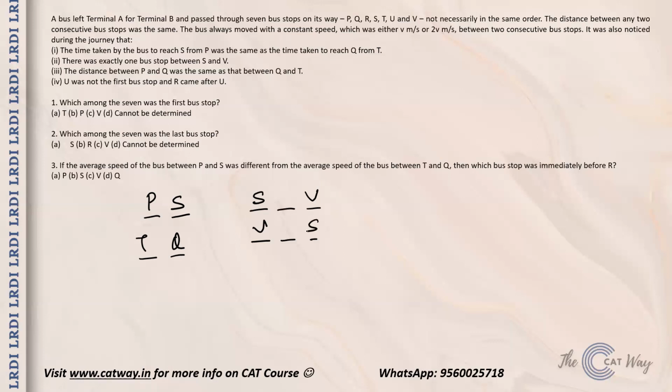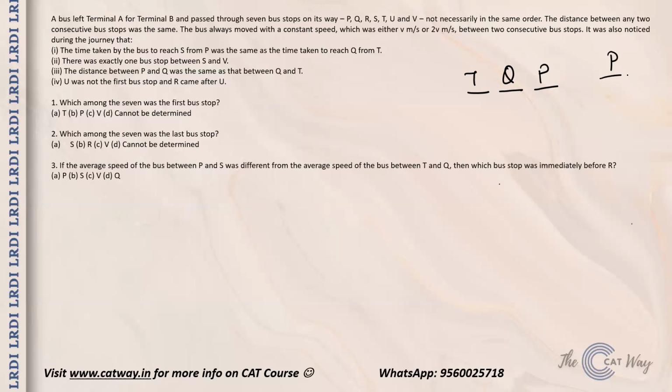Then the distance between P and Q was the same as that between Q and T. So P and Q is same as between Q and T. That means Q is going to come in between P and T, right? And because T we know is before Q, P will be after Q. That is also certain. Okay. So these are the things that are clear to us. Let's write these things over here. P and S are going to be afterwards. Then two cases, that is V and S and S and V, because there was exactly one bus stop between S and V. Okay, so this is what we have.